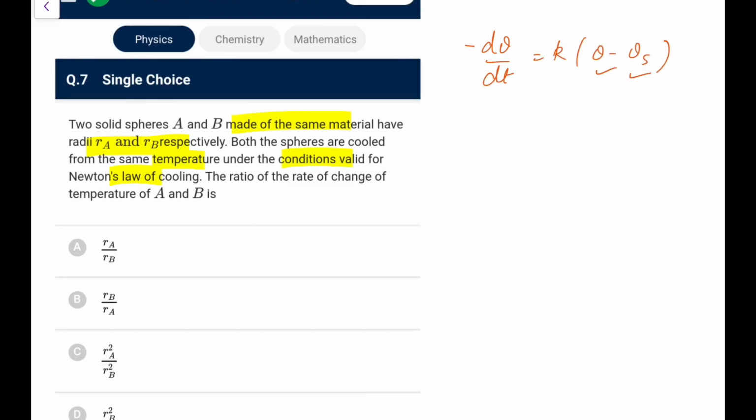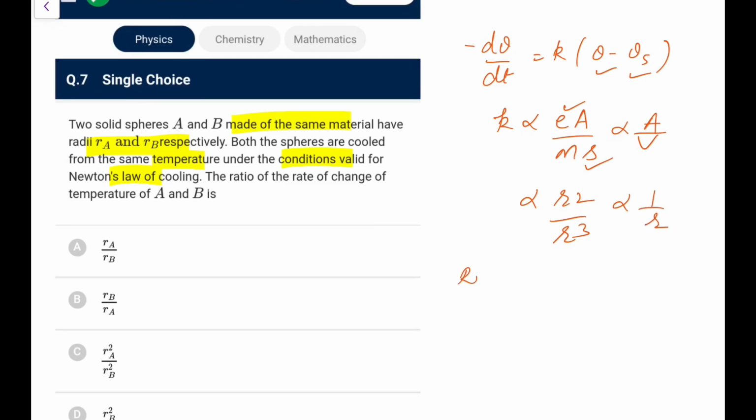Theta is the same, so the rate of cooling will depend on k, and k you know depends on A upon ms. Because it is the same material, the specific heat s will be the same, so it depends on A by M, and A by M would be A upon volume, because density will be the same. Area is proportional to r square, volume proportional to r cube, so this is proportional to 1 by r. So the rate of cooling would be inversely proportional to r, so the rate of A to the rate of B would be inverse, that is RB upon RA. This is the rate of cooling I have written, so that is RB upon RA. Go for option B here.